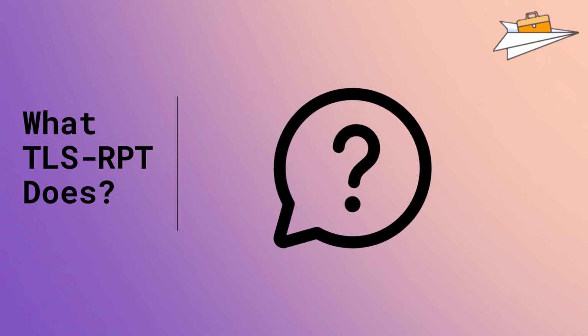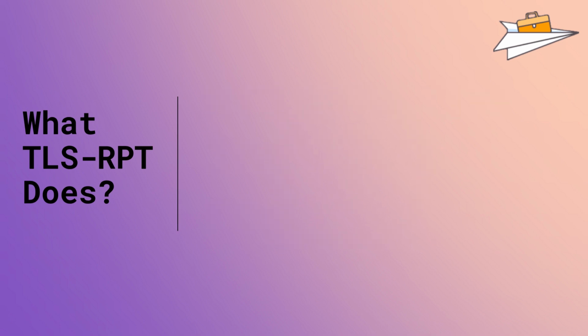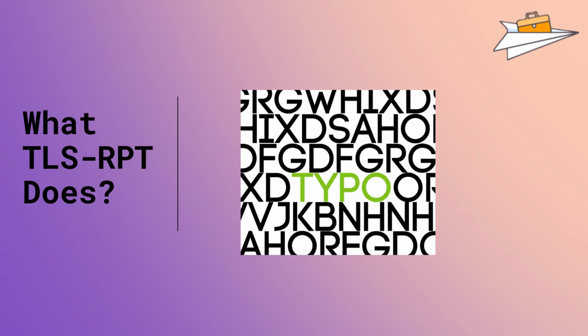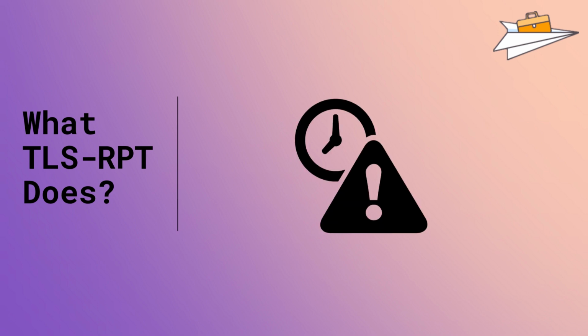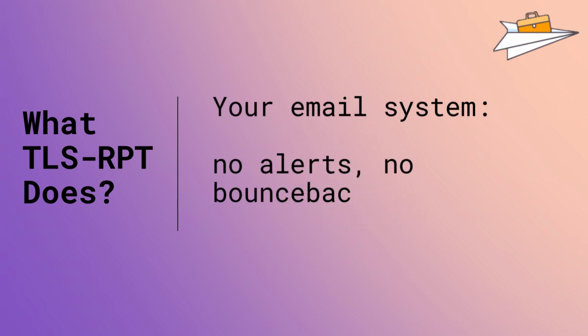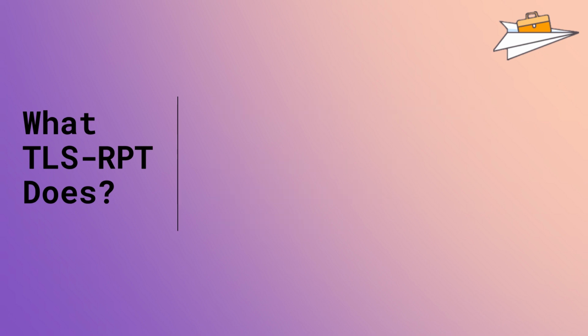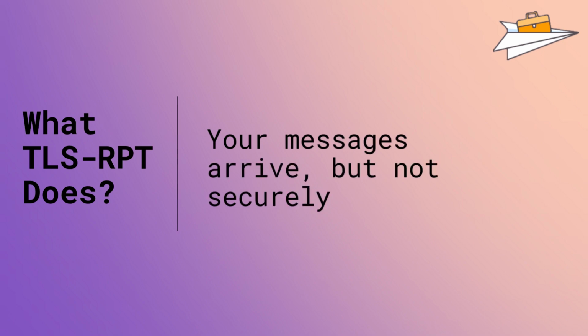Why do we need it? Because even the best setup can fail silently. You might occasionally introduce a small DNS typo that prevents a proper TLS handshake, or use a certificate that expired yesterday. Your email system might then simply fall back to sending messages in plaintext. No alerts, no bouncebacks, nothing. Your messages arrive, but not securely. That's the kind of blind spot TLS-RPT was built to fix.